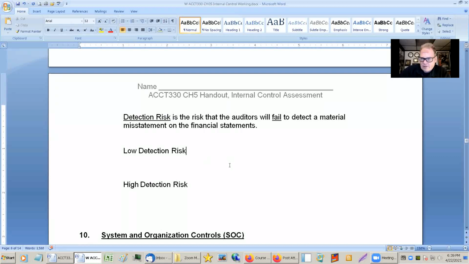Now, low detection risk is usually for clients that are riskier. So let's say you got up to the 99% level, so the detection risk is say 1%. Then we change that. For example, if they're in bankruptcy.